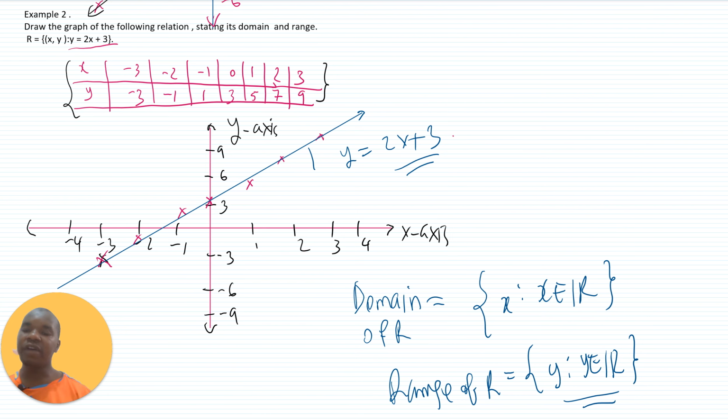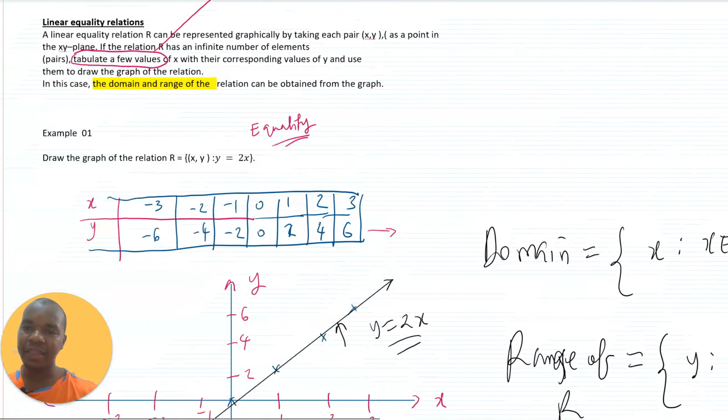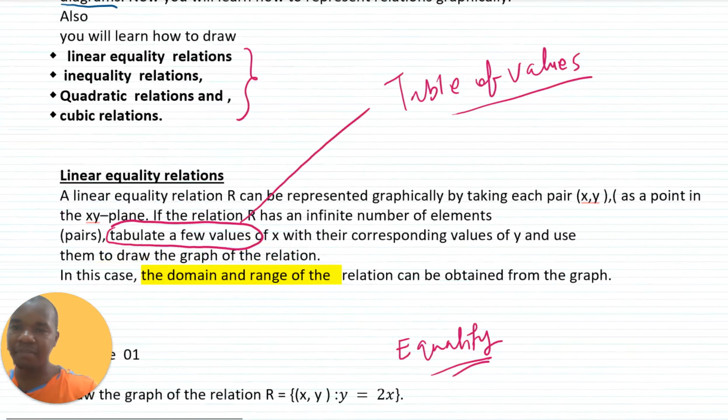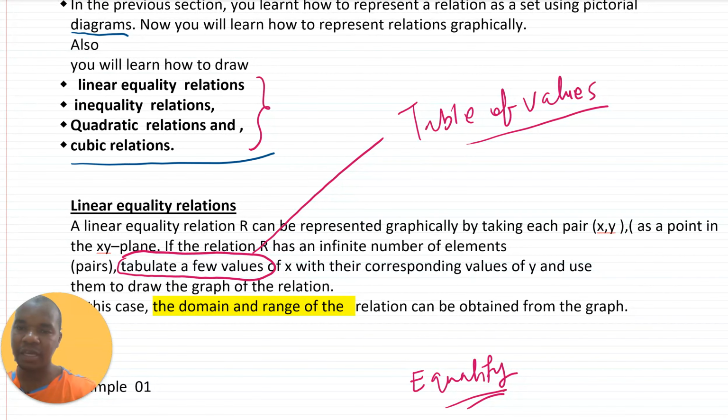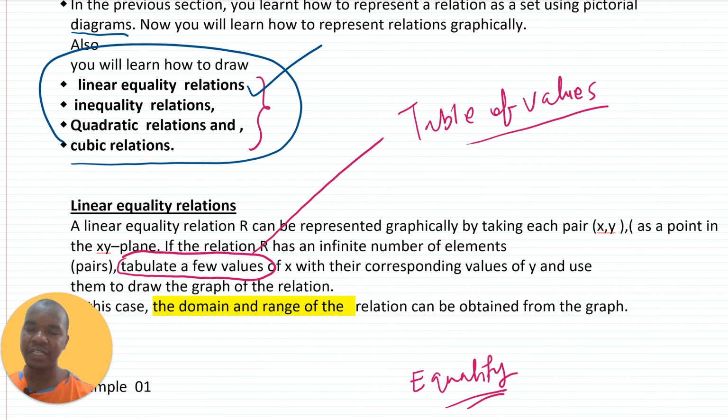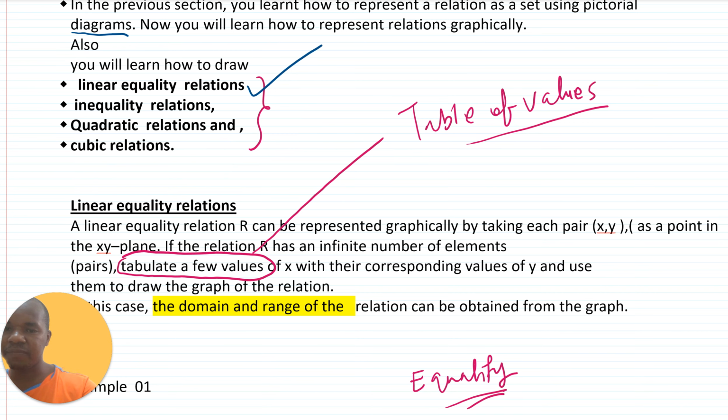So we have seen the equality relation, and in the coming video we will be seeing linear inequalities and other relations outlined here. So we are done with linear equality. Later on, we're going to see inequality relation, and eventually quadratic and cubic relation, dear students.